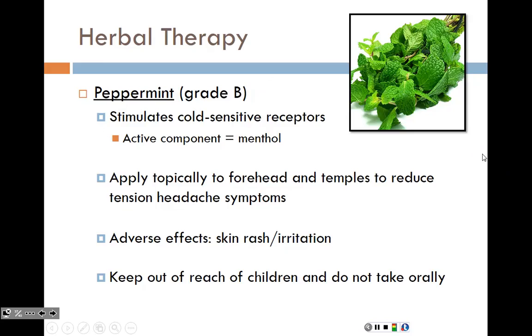You can also use peppermint. Peppermint will stimulate cold sensitive receptors, and so sometimes people put it on their temples or smell it. If you're applying it topically, sometimes you can have skin sensitivity to it. Otherwise, nothing really to be concerned of. And it's topical. You wouldn't actually want to use peppermint orally. It would not help with pain for that reason.